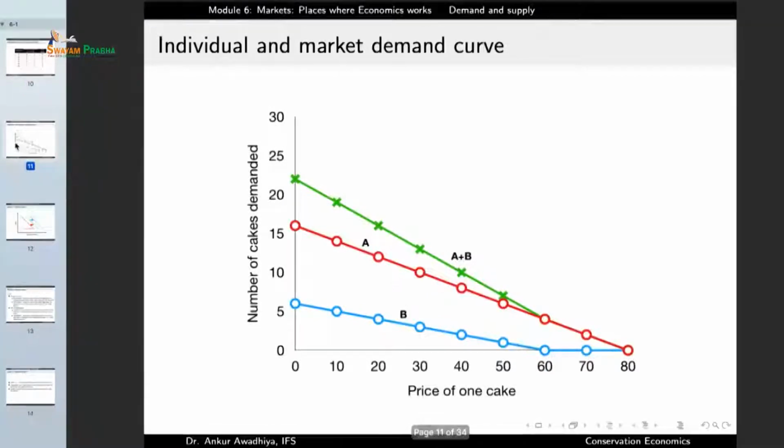That is to say, if this is the price and this is the number of cakes that are demanded, if this is the curve for A, this is the curve for B, then this is the market demand curve by adding A and B.